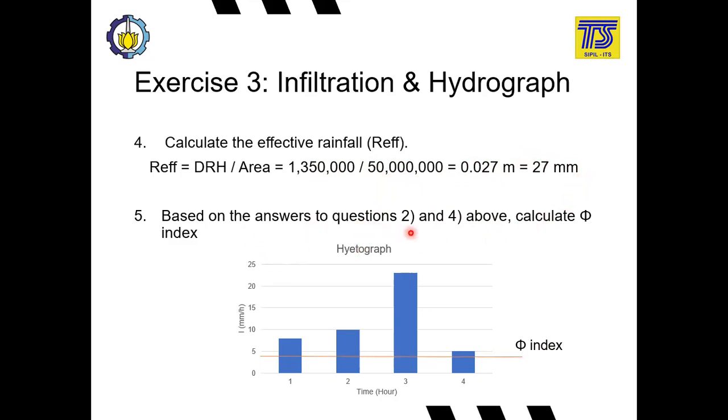And then, based on the answers to questions 2 and 4, calculate the V index. The V index can be drawn in the hyetograph as a line. Here we have the V index. The V index is the line that divides the hyetograph into what becomes surface runoff and what infiltrates into the soil. The upper part is the surface runoff, which is related to the effective rainfall. Below the V index line is the part that infiltrates the ground and then becomes groundwater or recharges the groundwater. So the upper side is the discharge, the bottom is the recharge.